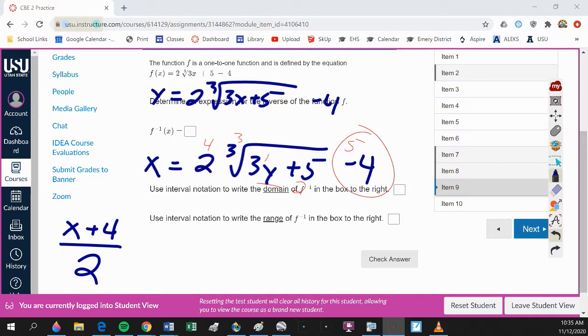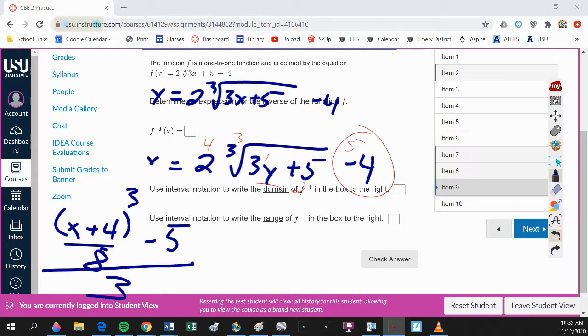How do you get rid of a third root? Cube it. And it might be better to do this. And then that becomes an 8. Now, subtract 5 and divide by 3. Okay, last one.